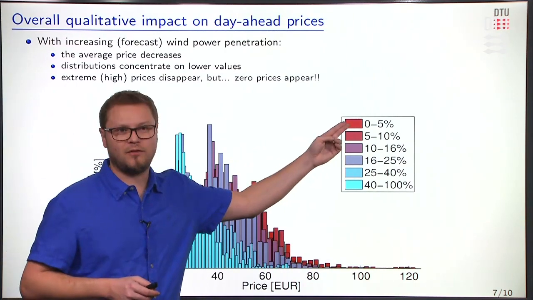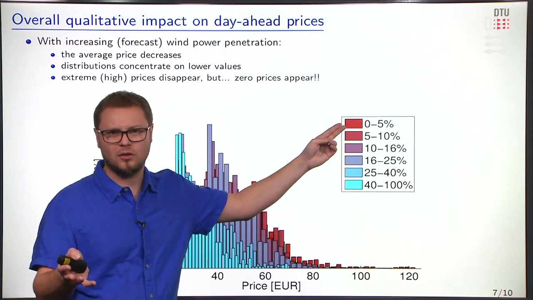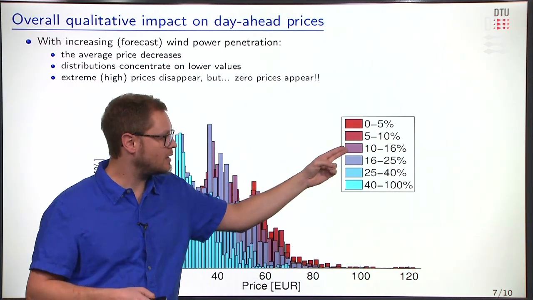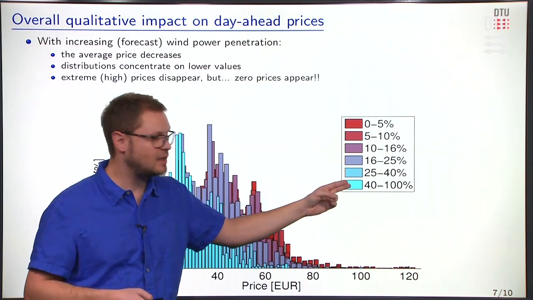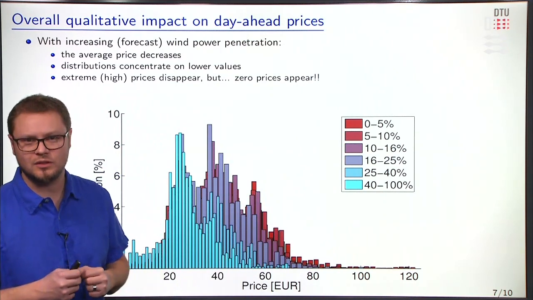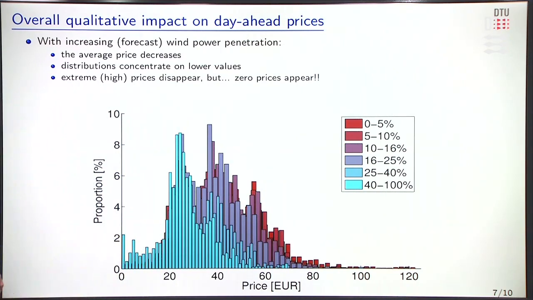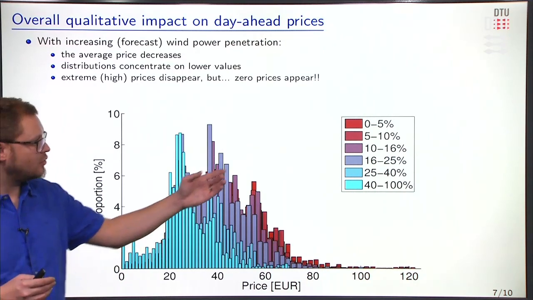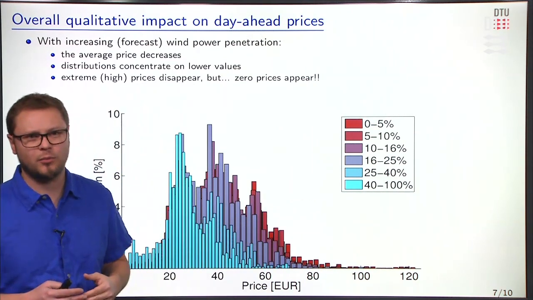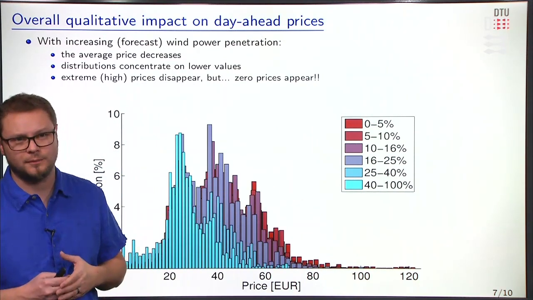With the same data set, the levels of forecasted wind power penetration were split into different blocks, different categories. So between 0 and 5%, you could say it's almost no wind power penetration forecasted, then increasing to 5 to 10%, 10 to 16, 16 to 25, etc., and then 40 to 100, which is forecasted very high wind power penetration. The resulting histograms for prices are shown here with the 0 to 5 at the back, and then as you increase forecasted wind power penetration, you go towards the front.